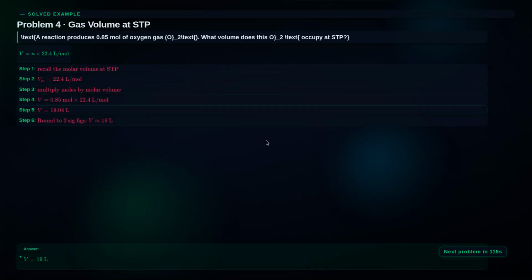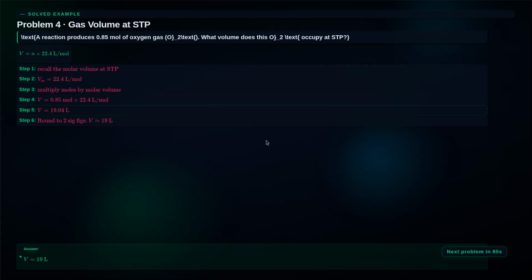Problem 4. How many grams of hydrogen are needed to react completely with 16 grams of oxygen to form water? Step 1. Write the balanced equation. 2H2 plus O2 yields 2H2O. The mole ratio of hydrogen to oxygen is 2 to 1. Step 2. Find the moles of oxygen. Molar mass of O2 is 32.00 grams per mole. n of O2 equals 16 divided by 32.00, which is 0.5 moles.